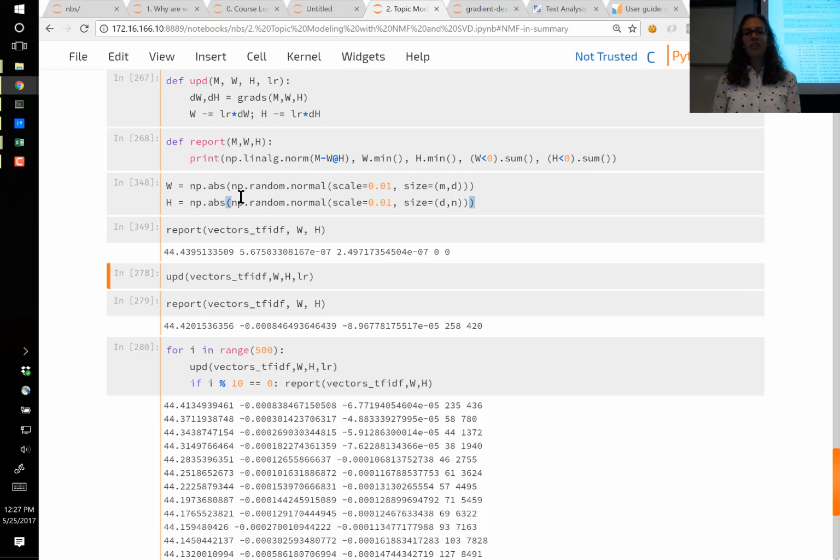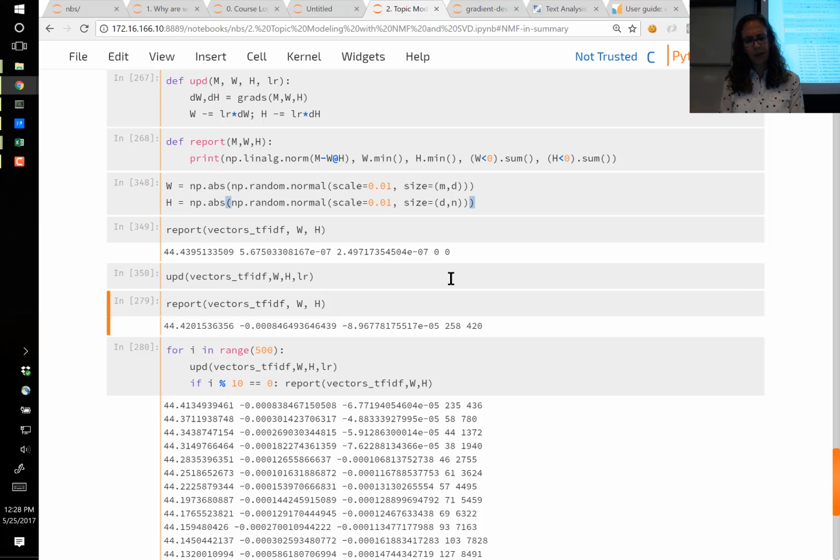And so we'll just check the initial. And as a reminder, this report is just a few values that we thought it would be interesting to monitor as we go along to see how we're doing. So this is how far away M and WH are, is the first one. The second is the minimum of W, the minimum of H, and then the sum of their negative terms. Oh, the count of their negative terms. Okay, great.